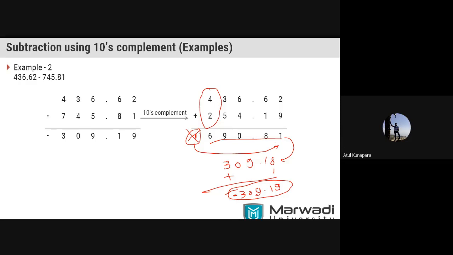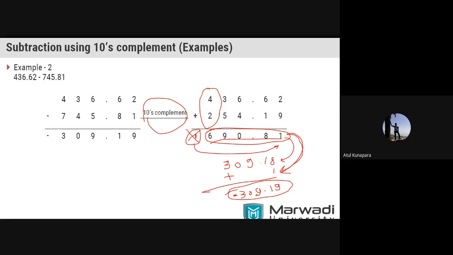But if you are not getting the carry, then what you have to do is whatever answer you are getting, that answer needs to be converted into its complement form. That is, if you are performing using tens complement method, then you convert this number into its tens complement number.